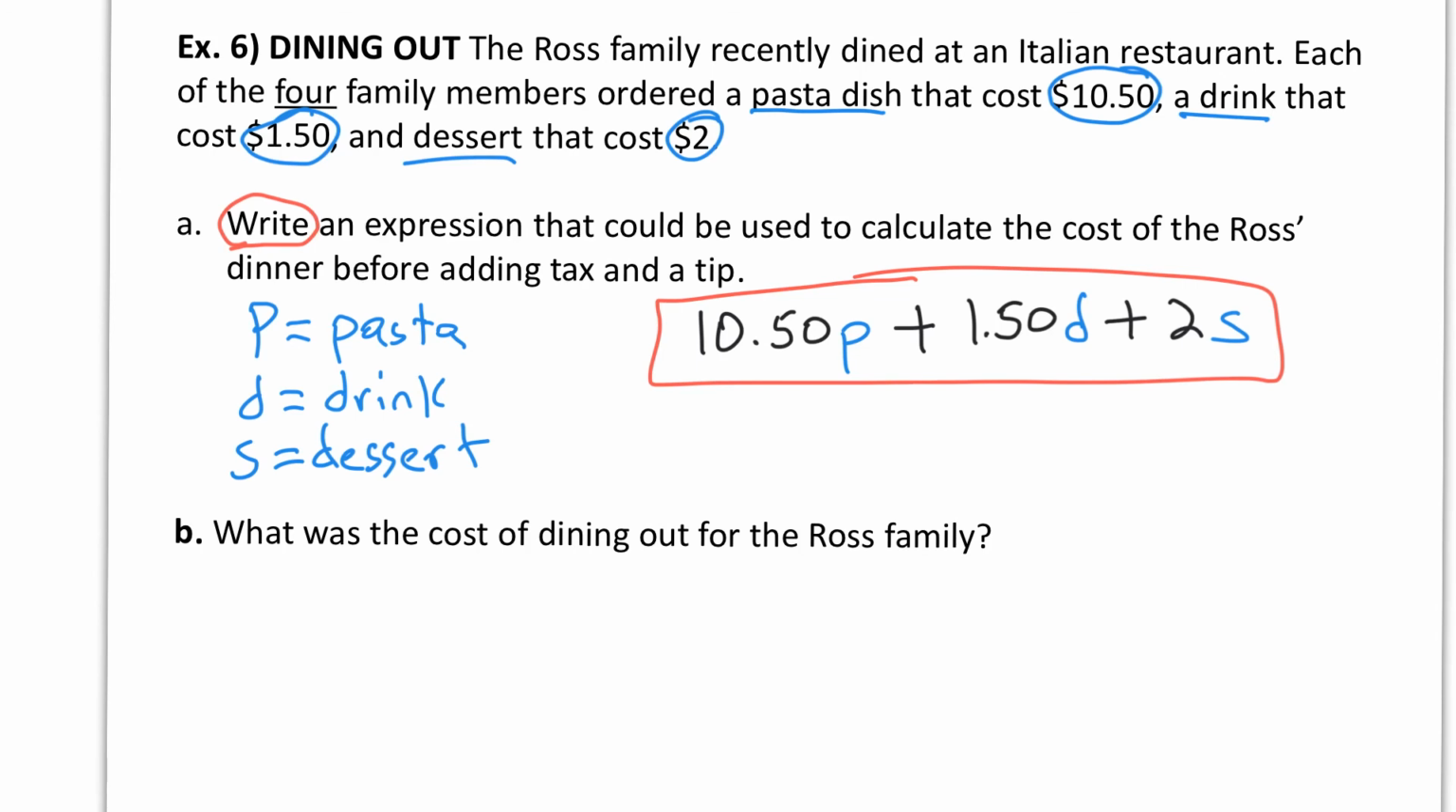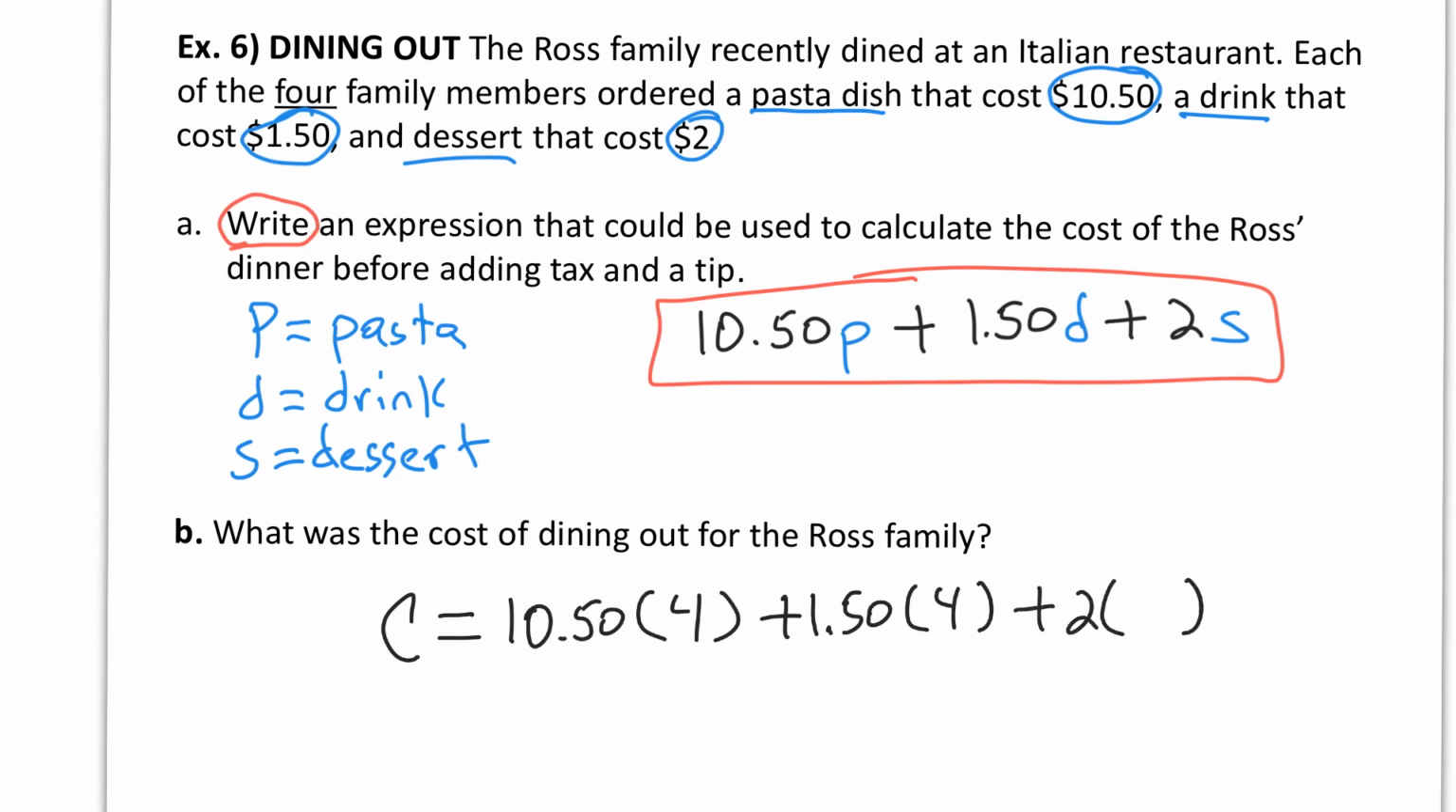So my total cost, I'm going to use C for cost right here. Total cost will be $10.50 times 4. So that's 4 pastas plus $1.50 times 4. That's actually drinks, 4 drinks, plus $2 times desserts, which is 4. And you guys can simplify that algebraic expression or numerical expression. 10.50 times 4 plus 1.50 times 4 plus 2 times 4. That's going to equal $56.